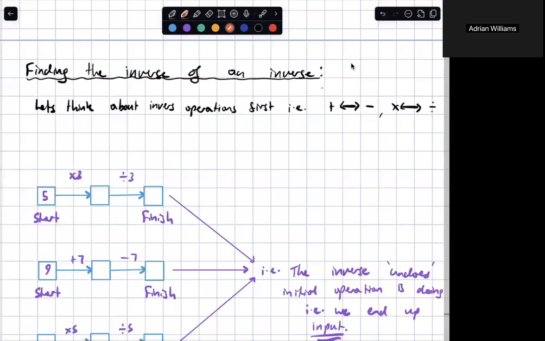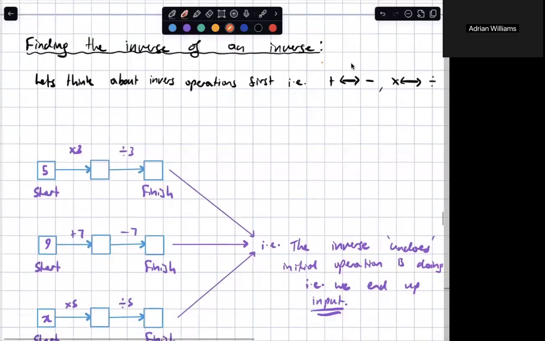In this video, we're going to talk about basically finding the inverse of an inverse, i.e., how can we show that an inverse truly undoes its original operation. And as I said to you in the first video, you've actually been doing this for quite a while, where we talk about inverse operations.